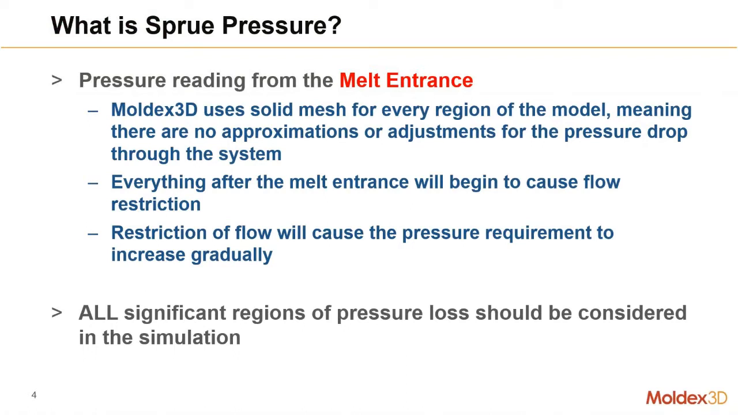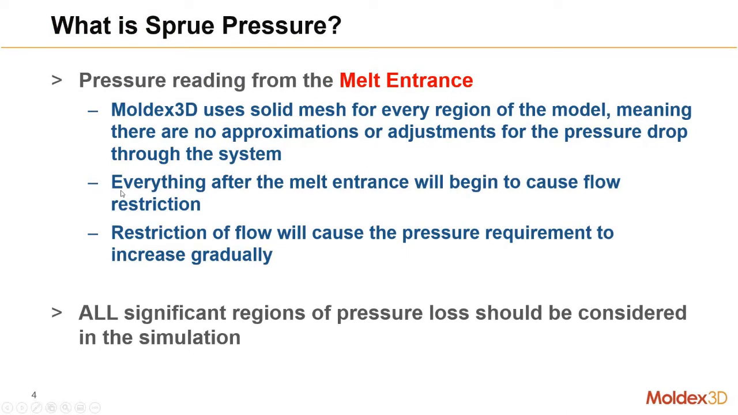First of all, just a couple of things. Moldex3D uses solid mesh for every region of the model, so there's no junction loss and no assumptions are made. We don't use beam elements or anything like that. We use solid mesh elements when we run a finite volume analysis to make sure that we get the most accurate pressure drop prediction that is possible.